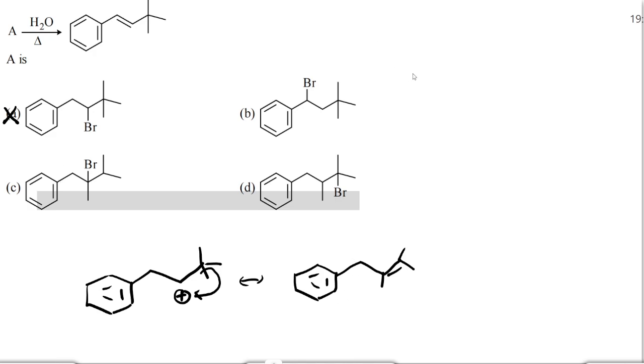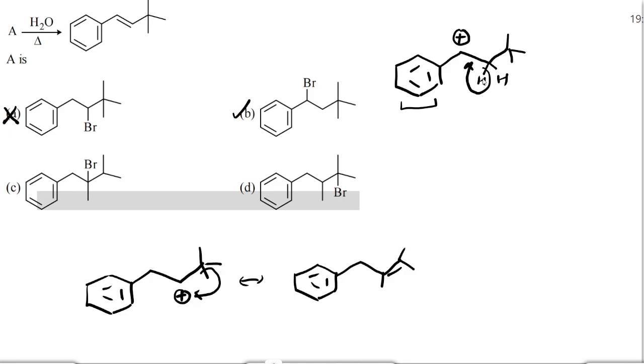So it will be B then, sir. Yes, it is B because when we form its carbocation, the carbocation formed in this case is stable, right? And if we do the 1,2 hydride shift, then it is again secondary, but less stable than the one which is already formed. So that's why this one is the correct option.